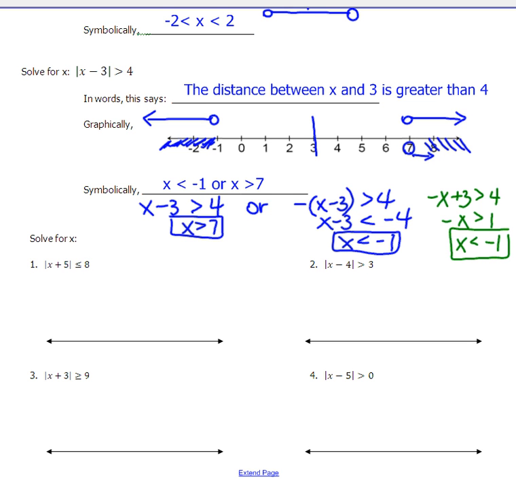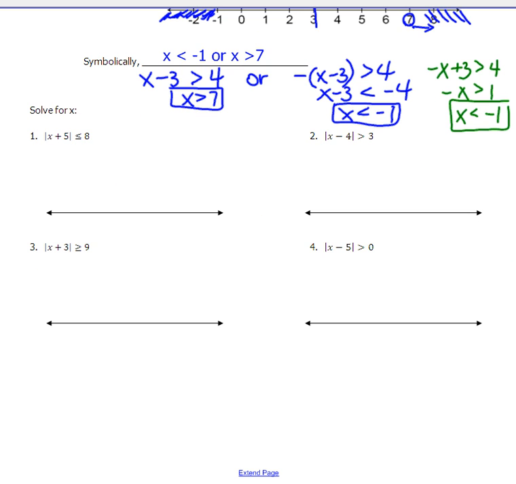So let's try an example here. The next one, example 1, says the distance between x and -5 is less than or equal to 8.